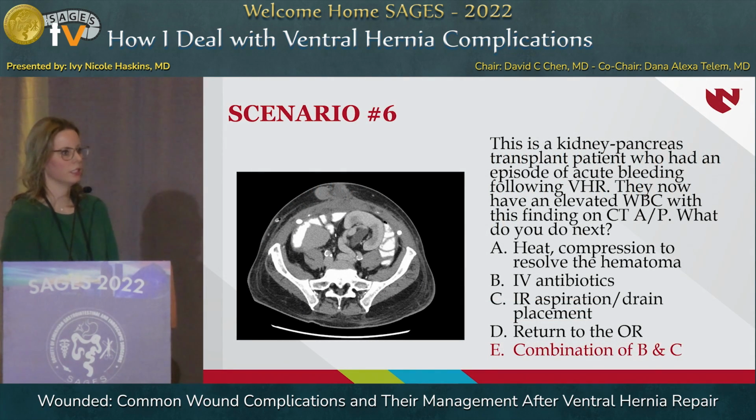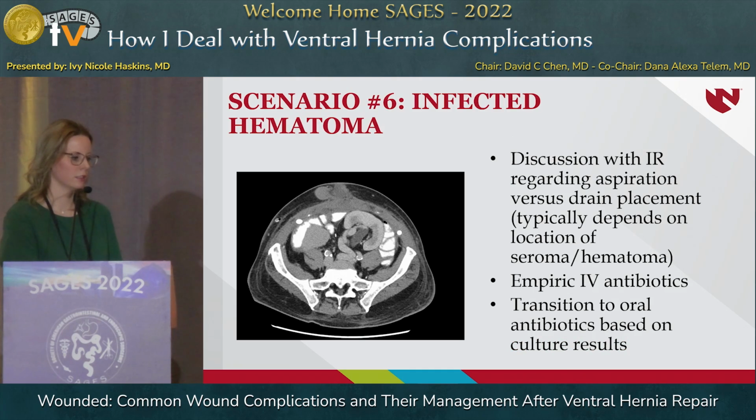The answer is E, a combination of B and C. So typically we don't chase after seromas and hematomas in the immediate postoperative period, but this patient had an elevated white blood cell count. It's important to consider whether you're going to aspirate the fluid collection only or place a drain. Because the hematoma was above the mesh and in a different plane, we felt comfortable placing a drain for this patient. You also begin empiric IV antibiotics and tailor those based on your culture results from the IR procedure.